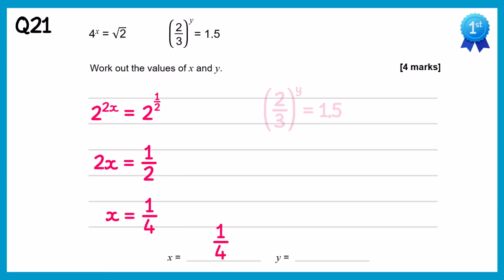Now let's try and find y. In this one here we have 2/3 to the power y is equal to 1.5. The trick here is to realise that 1.5 is the same as 3/2, since half of 3 is 1.5. Now you might notice that these fractions are the same, but one is the reciprocal of the other, which means the power of y must have been -1, since when you have -1 as a power, you can just take the reciprocal. So the answer is y equals -1.